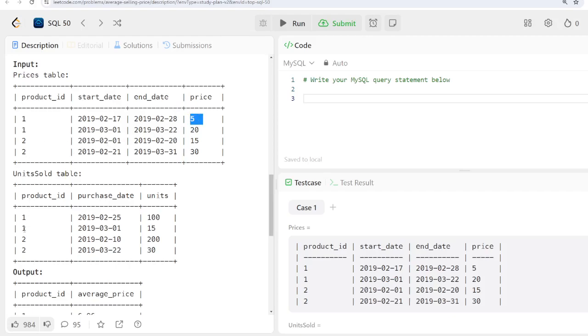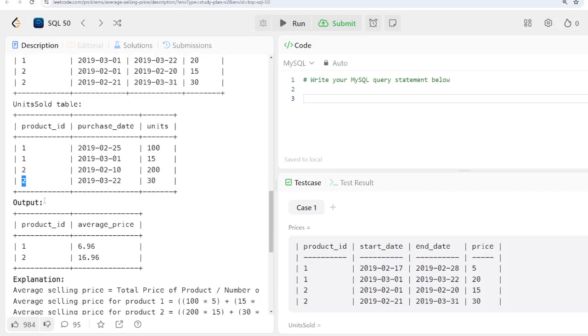And for this product ID that was purchased on 1st of March and 15 units were purchased, this will lie in this, and the price for this will be 20. So for one unit the price is 20. So for 15 it will be 15 into 20, that is 300, right? And similarly I can see for the other product ID, that is 2.